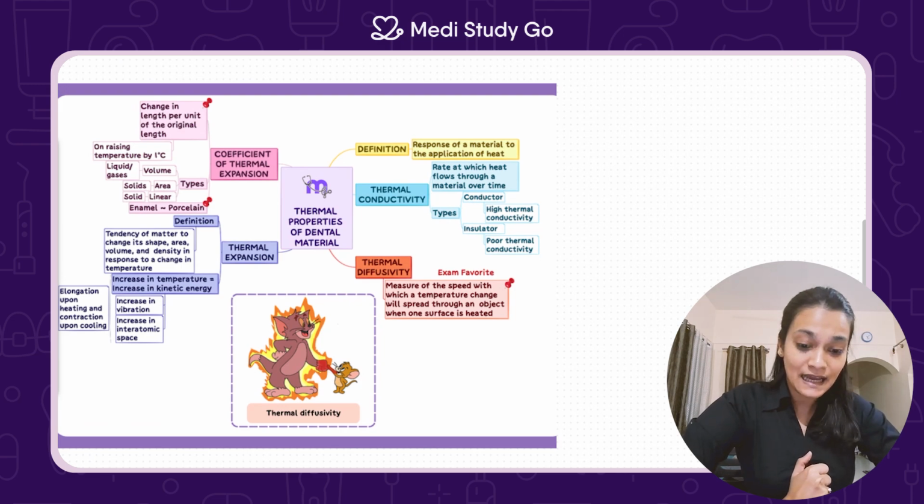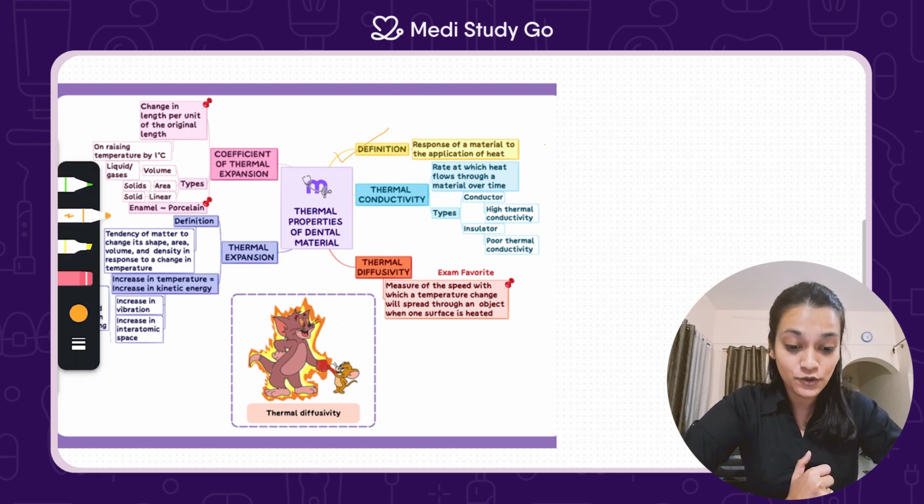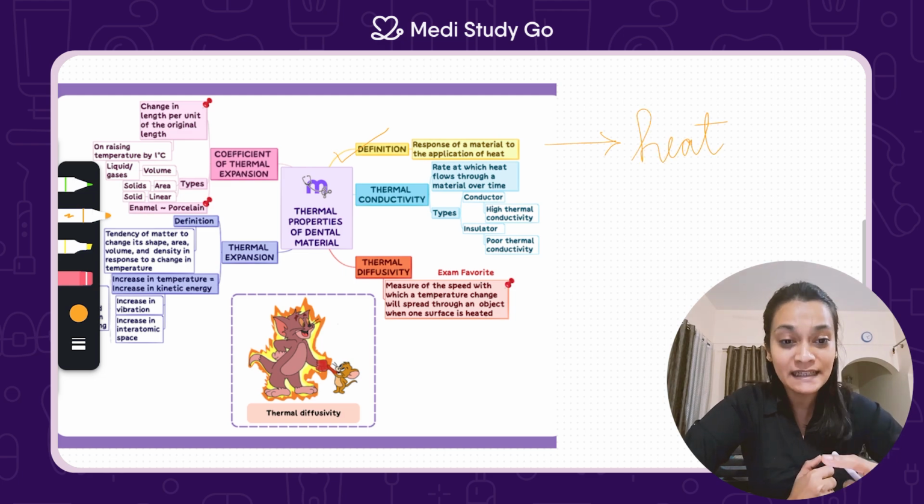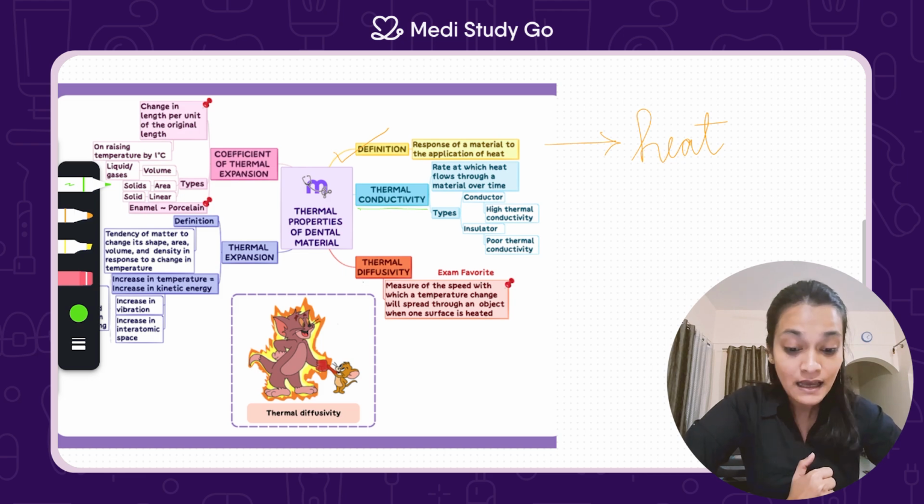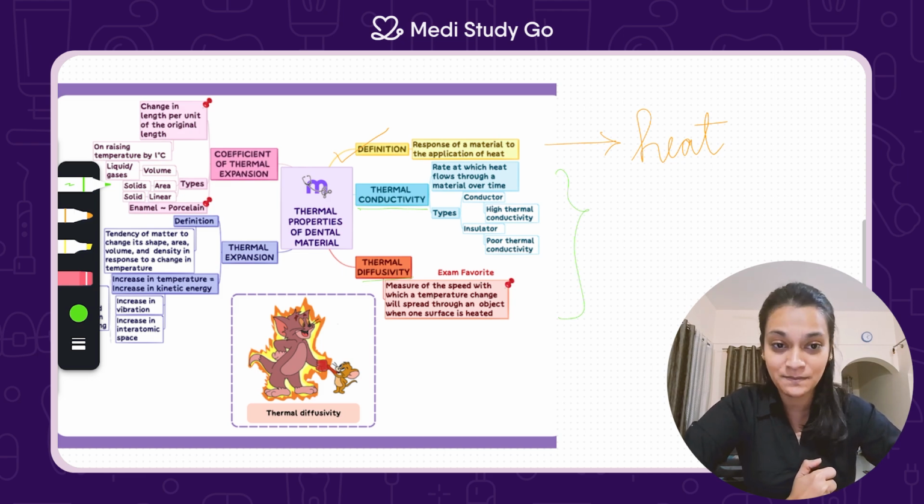It is defined as the response of a material to application of heat. What is important to understand here is that there will always be heat that is going to elicit the response. There are three important topics that we are going to cover today: thermal conductivity, thermal diffusivity, and thermal expansion, with a short subtopic, which is the coefficient of thermal expansion.